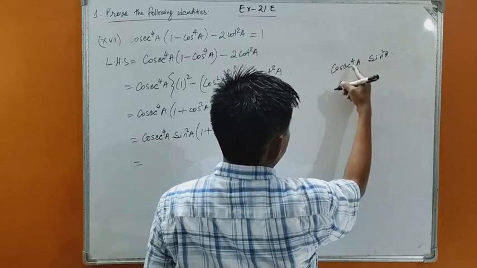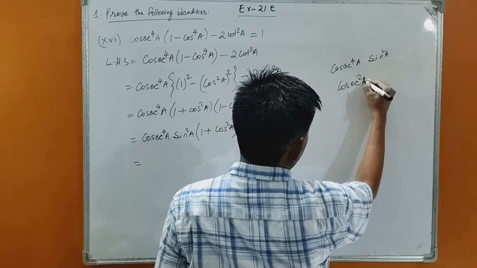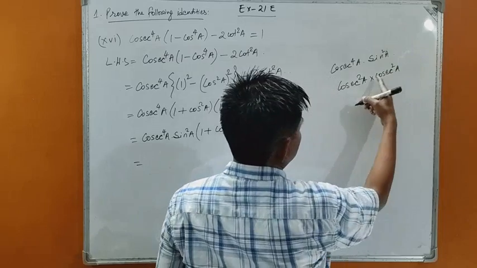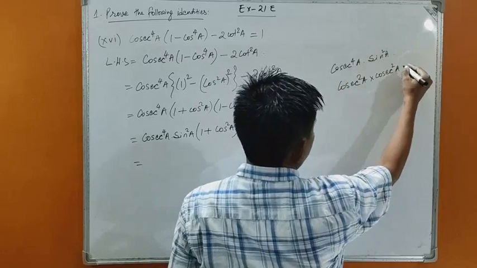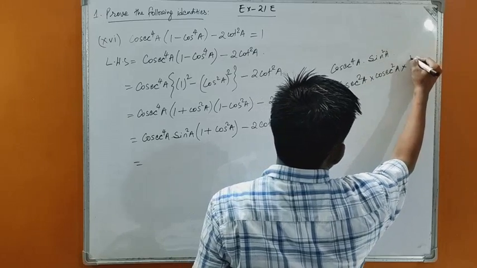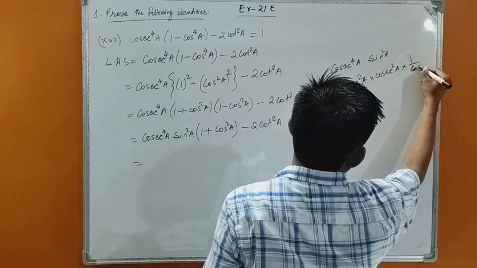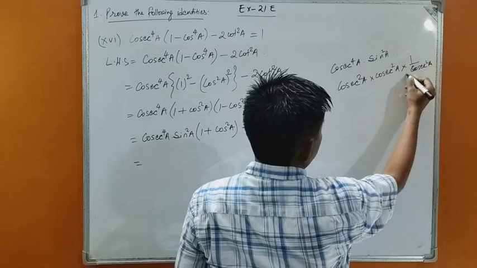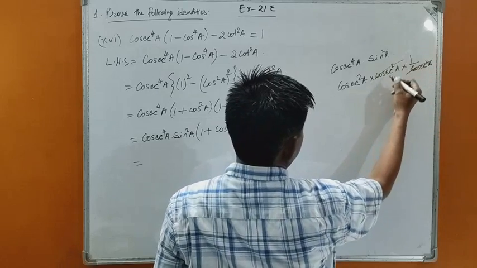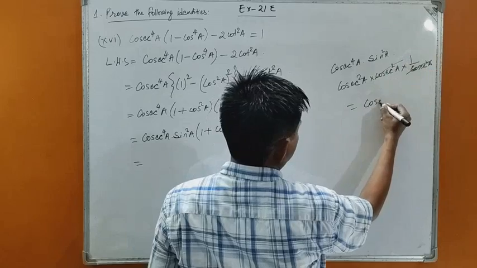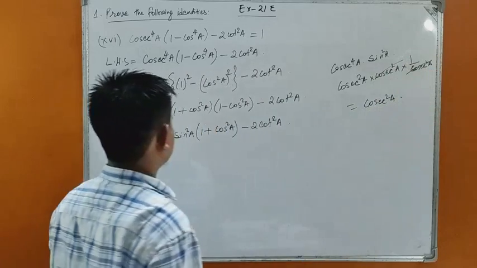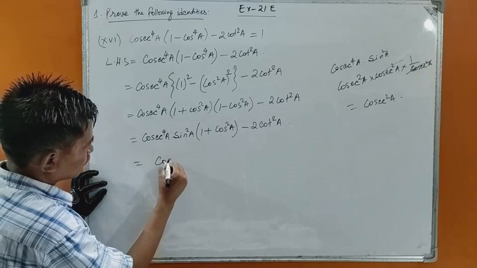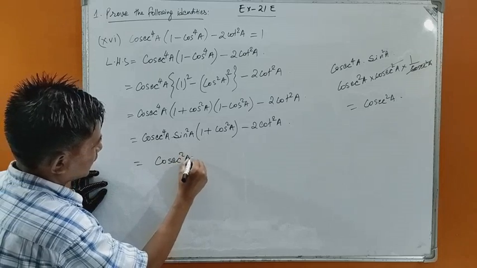Cosec to the power 4A means cosec square A into cosec square A. Cosec to the power 4A into sin square A means 1 upon cosec square A, since sin square A means 1 upon cosec square A. So let's cancel this cosec square A and this cosec square A. We get cosec square A, isn't it? So cosec to the power 4A into sin square A is cosec square A.